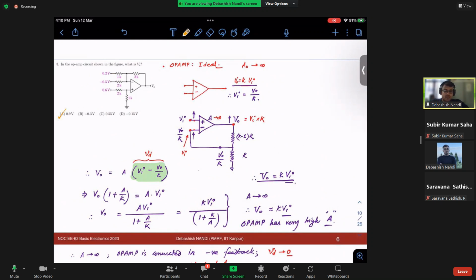This is how you go about it. But you need to remember always that you will be checking whether your op-amp circuit is in negative feedback or not, right? Then only you will go forward with the virtual short condition, and your op-amp should be ideal enough, or your gain of the op-amp should be large enough so that you can assume the virtual short condition.